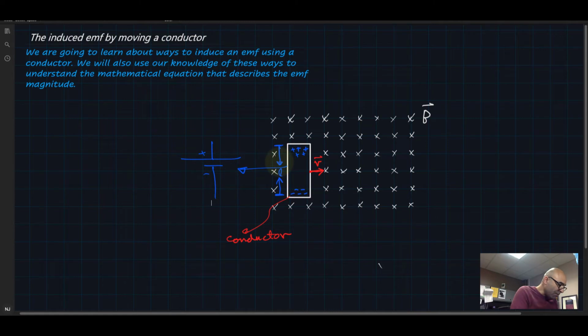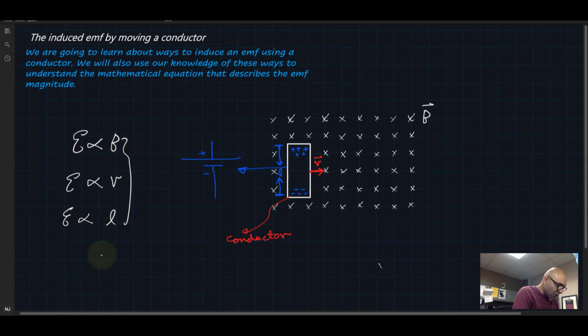So let's recap here. The electromotive force, I am going to write it as E. The electromotive force was found to be proportional to the magnetic field. It was also found to be directly proportional to the velocity. If you increase the velocity, you will increase the electromotive force. If the velocity is zero, the electromotive force is zero. And it was also found to be proportional to the length.